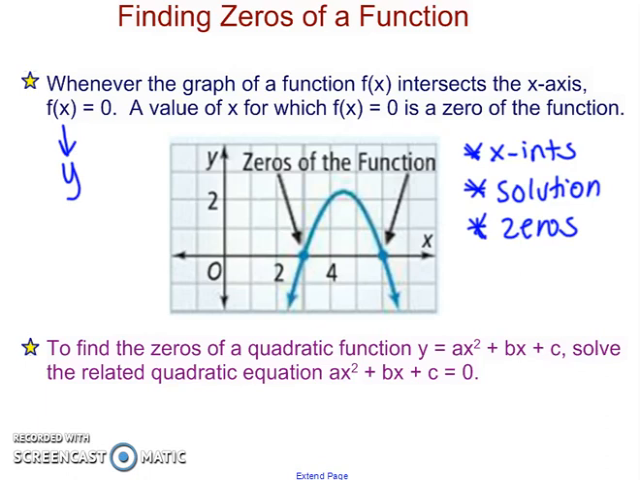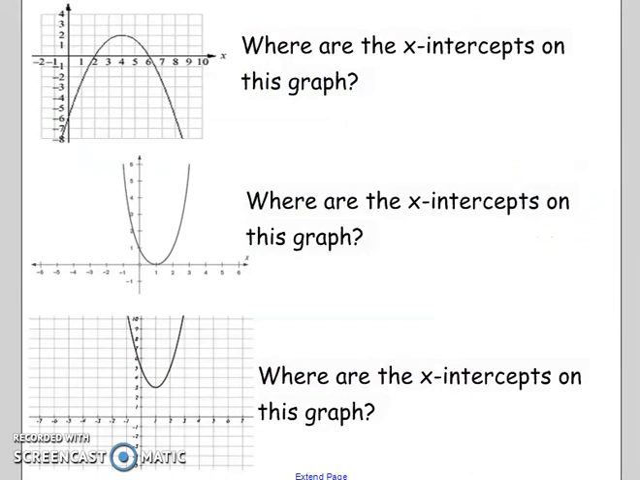You're finding where the graph of the parabola is crossing the x-axis. To find it, you're taking the function and setting it equal to 0, and making sure that it's in standard form. We'll talk about that in a minute. First we're going to look at some graphs.